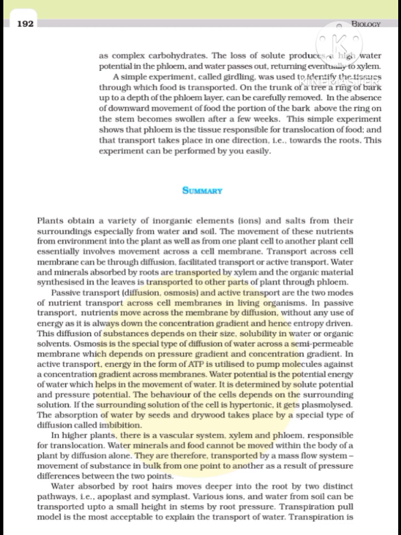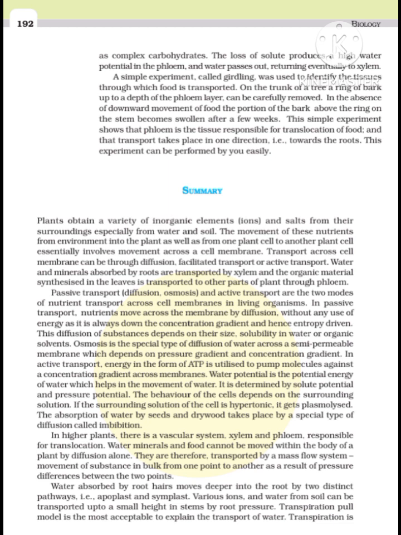The osmotic behavior of cells depends on the surrounding solution. If the surrounding solution of the cell is hypertonic, it gets plasmolysed. The absorption of water by seeds and dry wood takes place by a special type of diffusion called imbibition. In higher plants, there is a vascular system comprising of xylem and phloem, responsible for translocation.